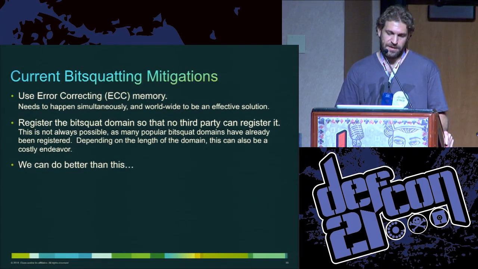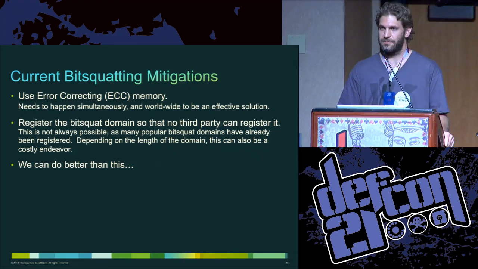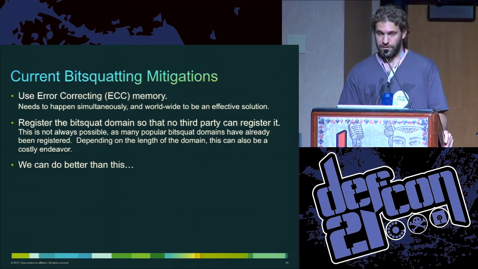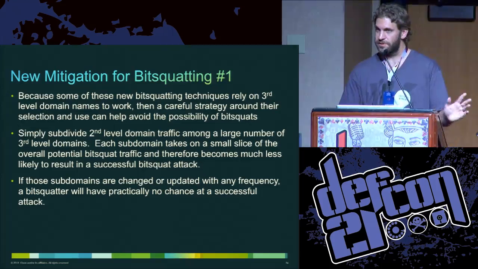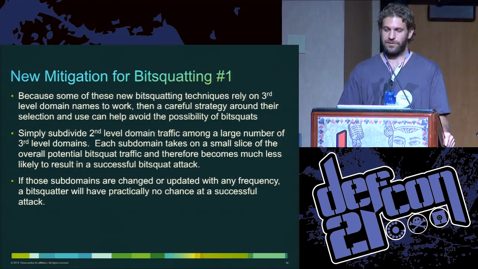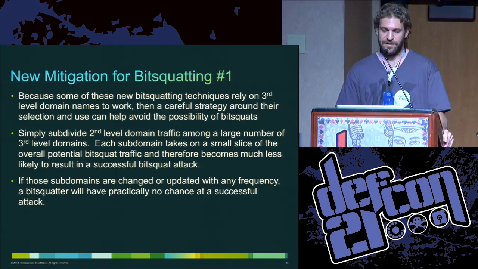So just closing up here, obviously there's a lot of domains out there which are possible to bitsquat, even in protected registries like .gov and so on. So far the current mitigations were to use ECC memory or buy up all the domains so that no one else could register them. But I think there are some better ways around that. One of the ways that we actually saw used in practice, and I don't know that they were necessarily doing this on purpose, was Amazon, which uses a kind of roving domain defense.